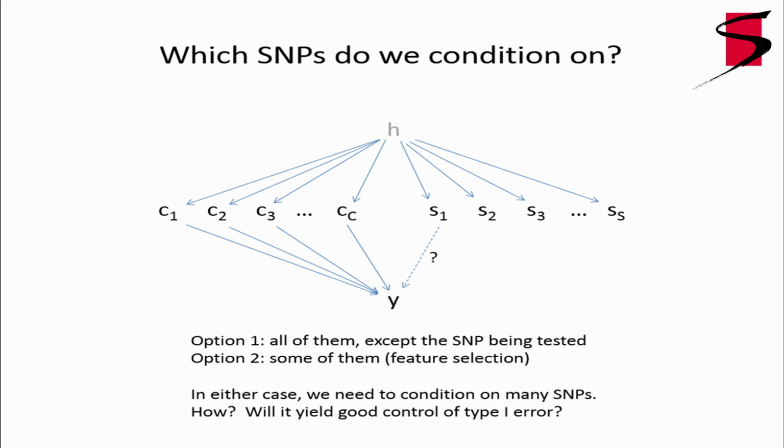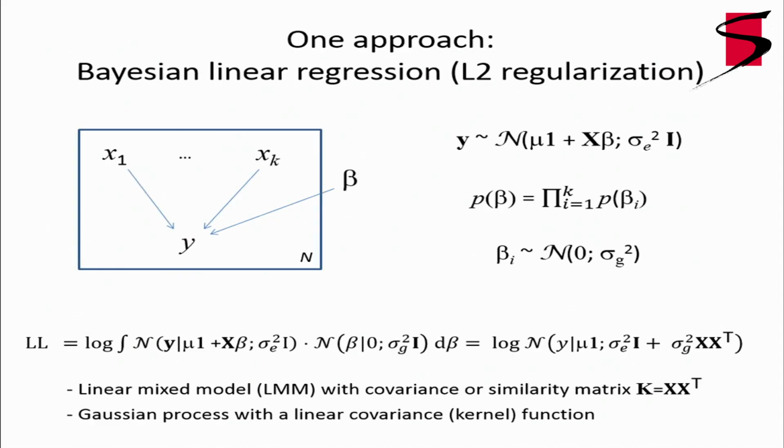alternative that's been explored is just conditioning on some SNPs: use a heuristic feature selection algorithm, try to find a lot of the SNPs that are candidates for being causal, condition on those when you're testing other SNPs, and then hope for the best. In either option, we're probably going to be conditioning on lots of SNPs. So how do we do that and keep the complexity of the model manageable? And when we do that, will we control type 1 error? So let's look at that.